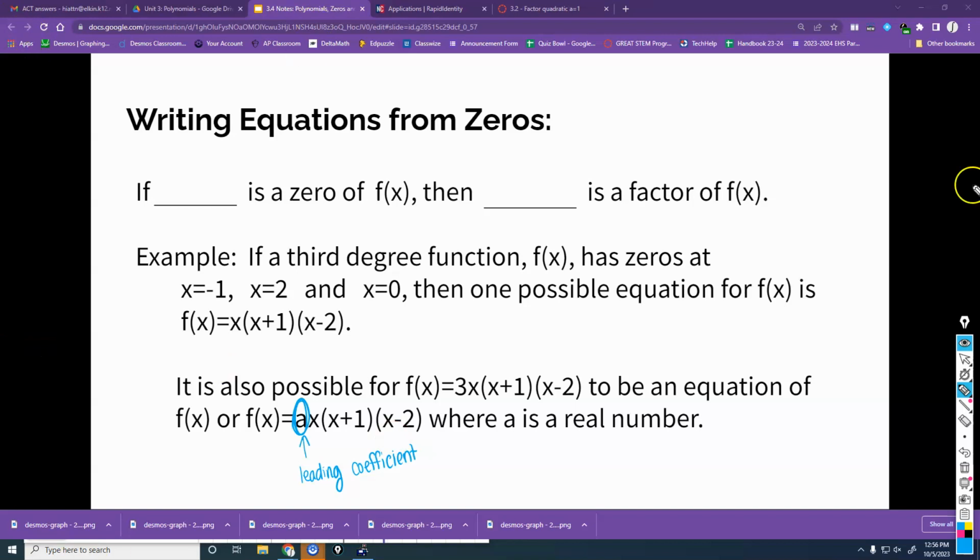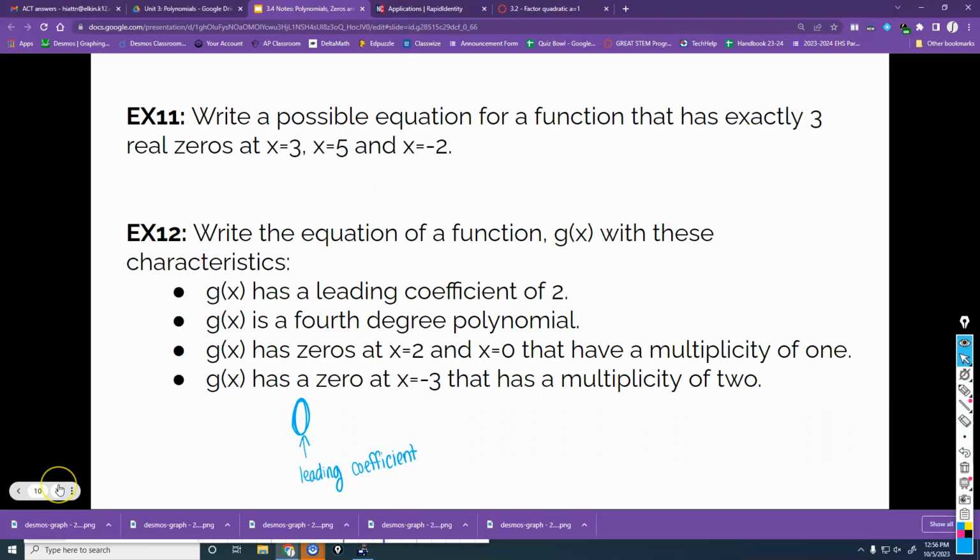Okay? All right, so we'll get this done in 4 minutes so you guys have a little bit to work on your assignment. All right, so this is really pretty simple. Second period was doing great with this. Write a possible equation that has exactly 3 real zeros. So if I want to write this equation, I could use y equals, I could use f of x equals. For x equals 3, the factor that goes with it is x minus 3.